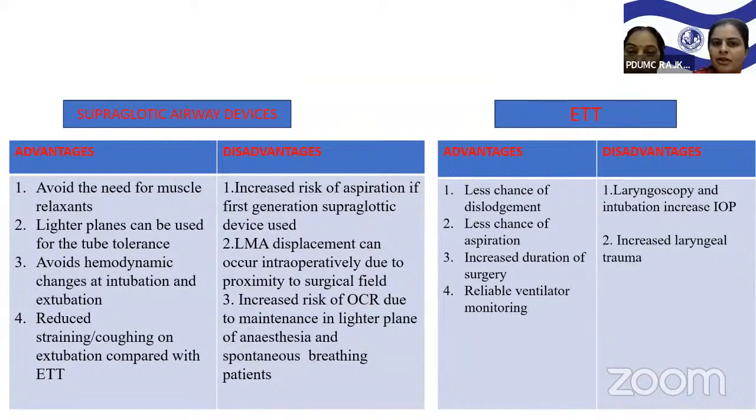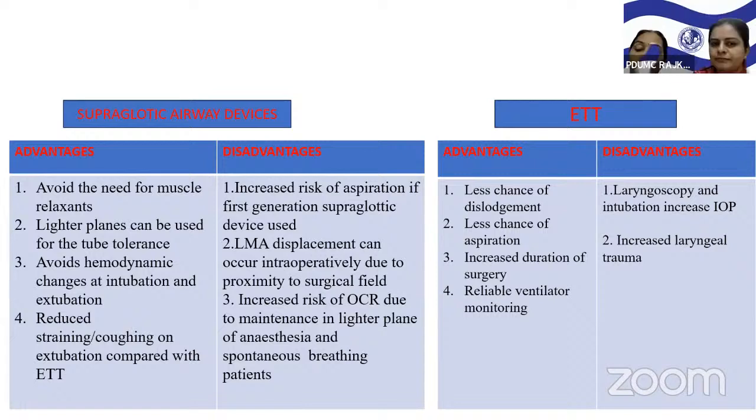So which generation of supraglottic device will you be using, in case you have to use it? Second generation. Okay, what are the advantages of the second generation? It has a gastric channel and it has less risk of aspiration. Okay, if there is a difficult airway and you have secured it with a supraglottic airway device, can you shift it to the endotracheal tube? Can you use the railroad technique? Yes, ma'am.